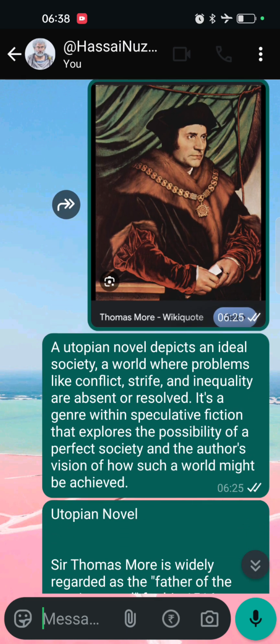A utopian novel depicts an ideal society, a world where problems like conflict, strife, and inequality are absent or resolved. It's a genre within speculative fiction that explores the possibility of a perfect society and the author's vision of how such a world might be achieved.